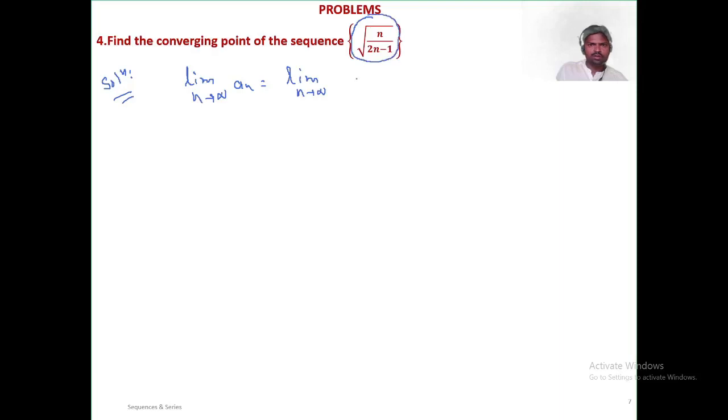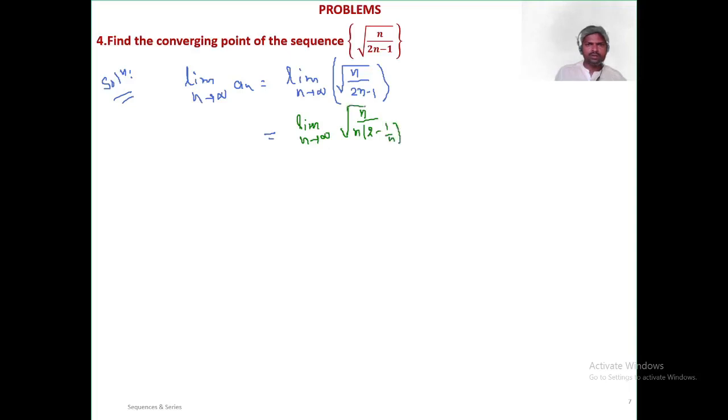Root over n upon 2n minus 1. So this is the nth term of the sequence. Then you apply the limit. What happens here? If you apply the limit, again you will get the infinity by infinity form, right? Then to overcome the difficulty, take out n common from the numerator and n common from the denominator. If you take out n common from the numerator, inside you take n upon, here I am taking n from the denominator, so n is out, so 2 minus 1 by n.